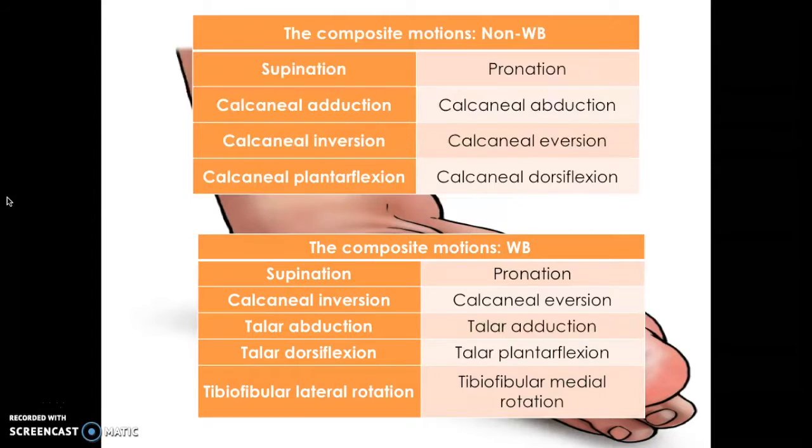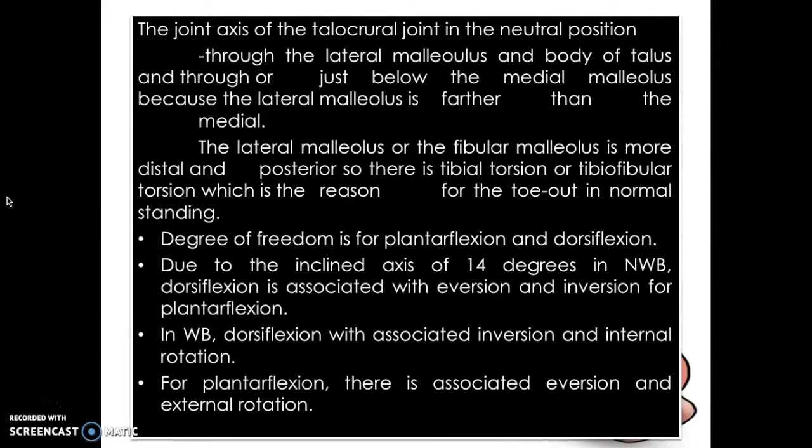Next slide. So, here, the joint axis of the talocrural joint in the neutral position is through the lateral malleolus and body of talus, or just below the medial malleolus, kasi the lateral malleolus is farther than the medial. So, the lateral malleolus or the fibular malleolus is more distal and posterior. So, there is tibial torsion or tibiofibular torsion, which is the reason for the toe out in normal standing. The degree of freedom is for plantar flexion and dorsiflexion.